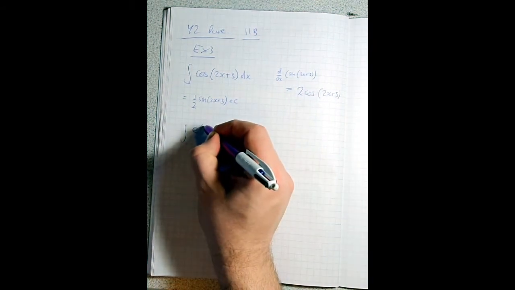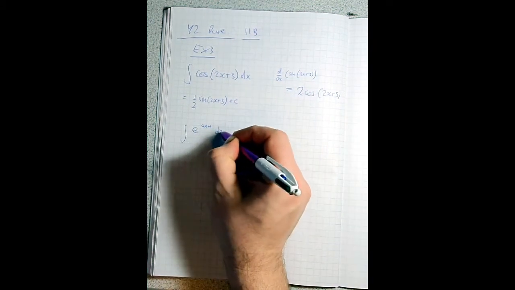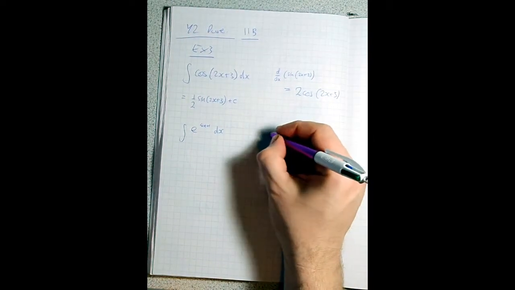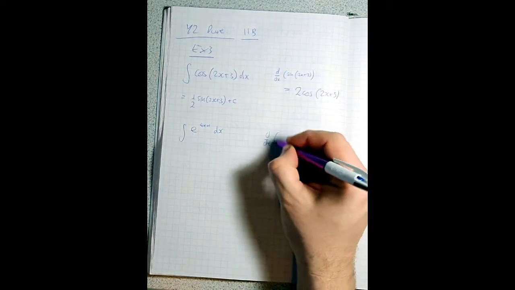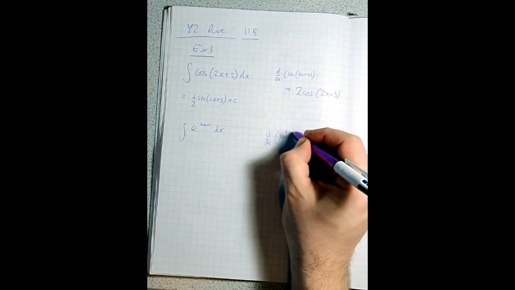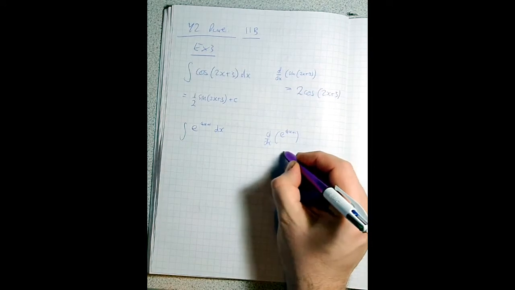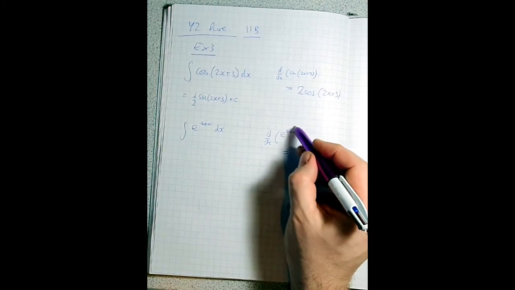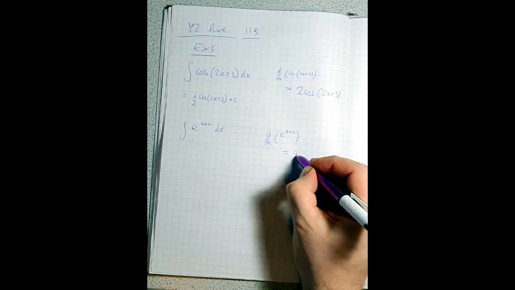e to the 4x add 1. Well, what should I try to differentiate? I know that e to the x differentiates to e to the x. So let's see what happens if I differentiate e to the 4x add 1. Well, the chain rule gives me e to the 4x add 1 multiplied by the derivative of the bracket, which is just 4.